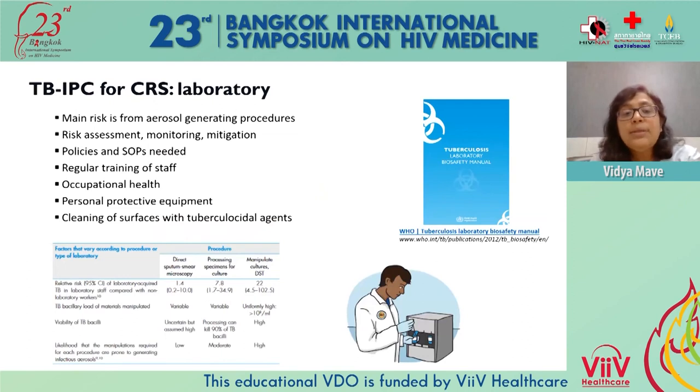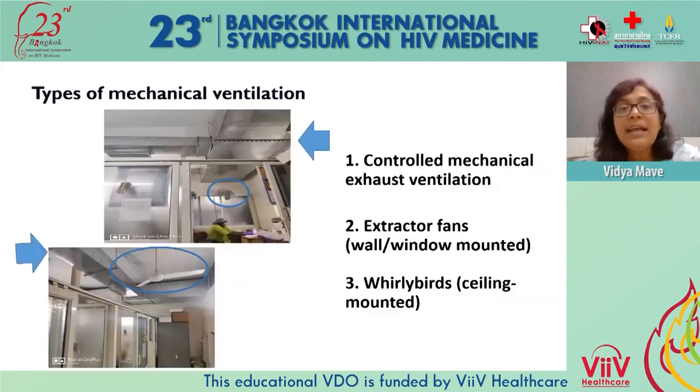It is already known that in a research laboratory setting, the risk of TB infection and disease is much higher if the TB cultures are manipulated by the research personnel. So the laboratory also follows similar infection control strategies, where regular training of staff happens, policies and SOPs are in place, and they also undergo fit testing along with annual evaluations.